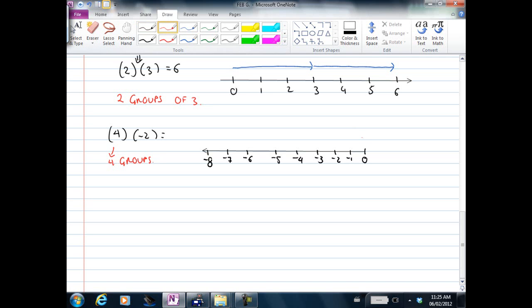All we're going to do is go from 0, and notice I stop at negative 2, because each group only has 2 pieces in it. Hey guys and gals. Voila. That's all it is.